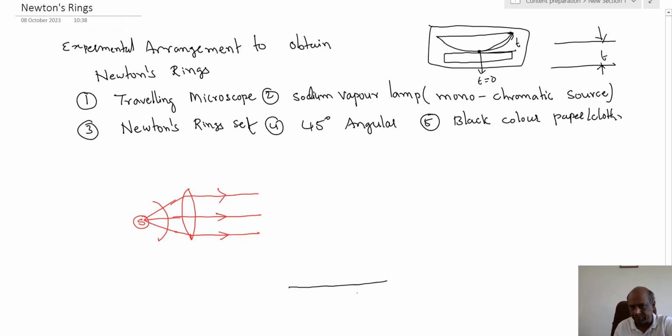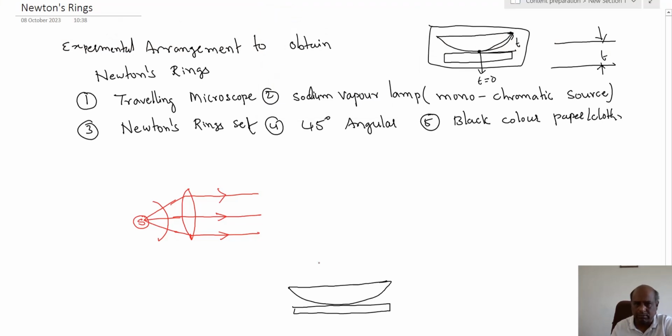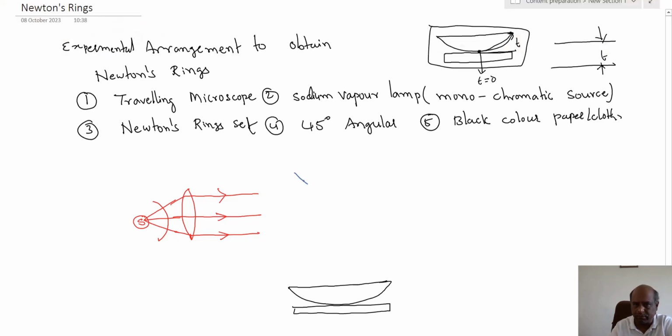This is our plano convex lens, which is kept on a plane glass plate. But you can see here the light is traveling parallel to the Newton's rings set, but we need the focusing of this light onto this Newton's rings set. For this purpose, what we are doing is we are keeping a glass plate at an inclination of 45 degrees.